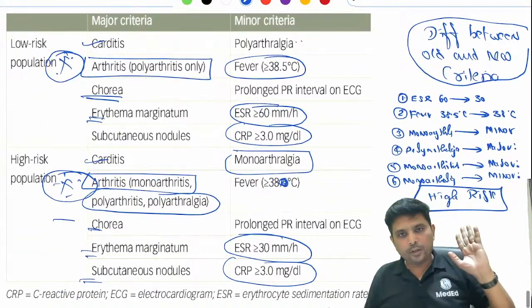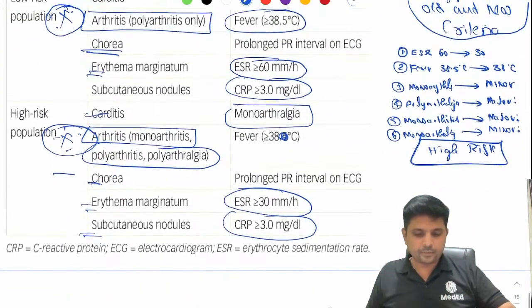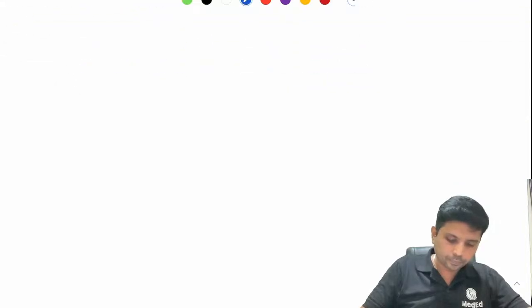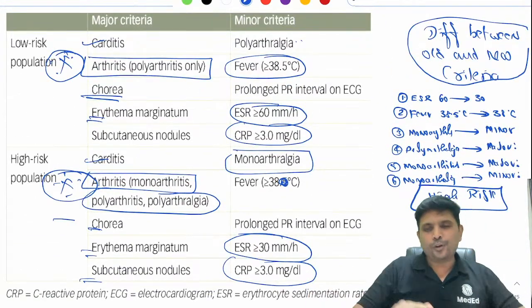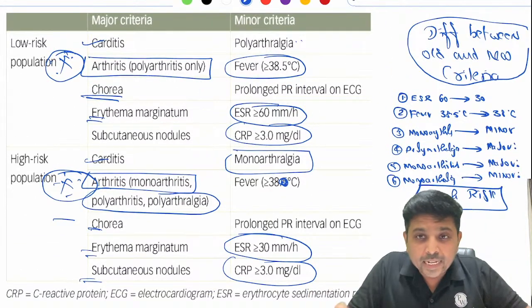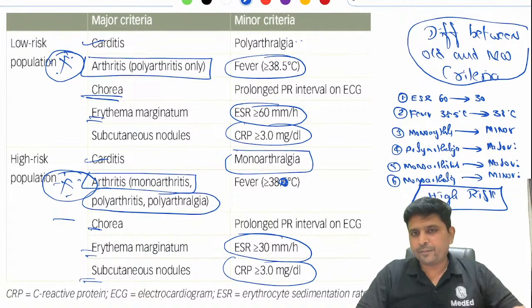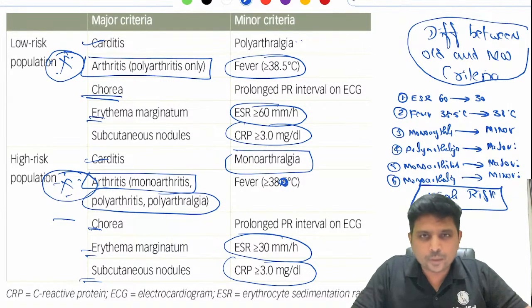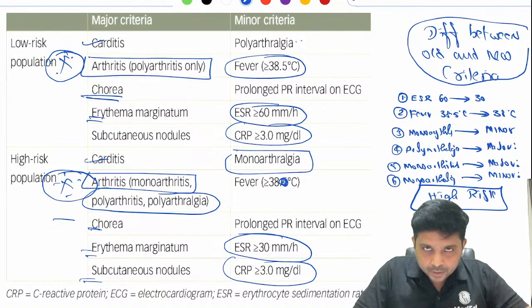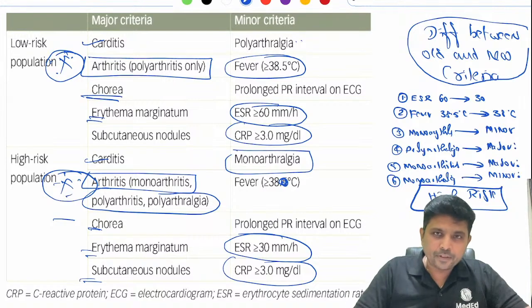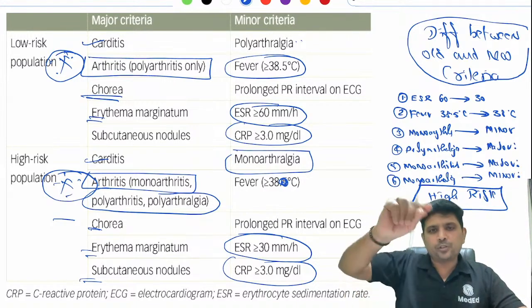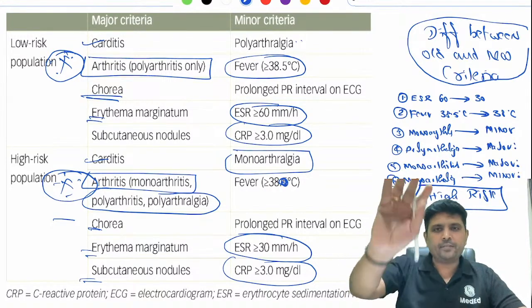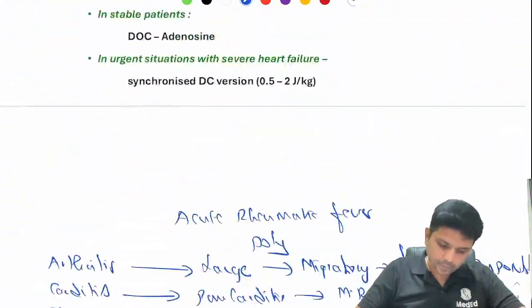Differences between old and new criteria. Right? That's all. Okay. So I'm not going to deal in detail with acute rheumatic fever. It is not going to serve the purpose. The purpose is to know the difference between the new and old Jones criteria with respect to rheumatic fever. Right?